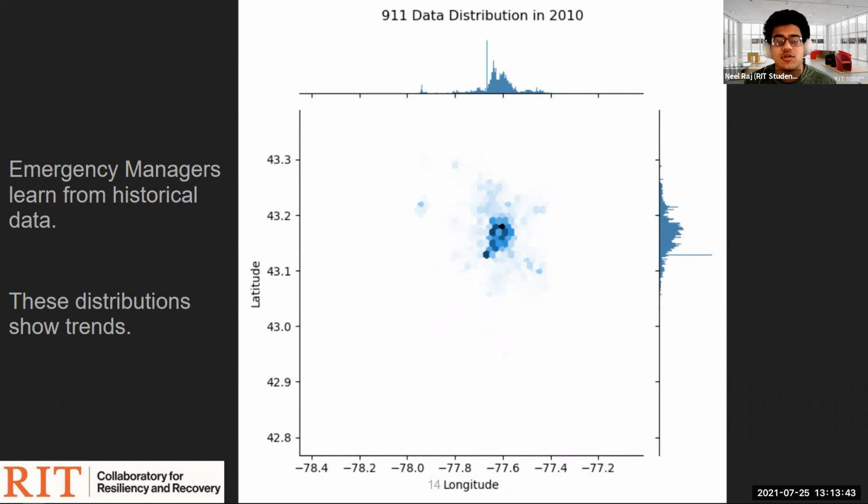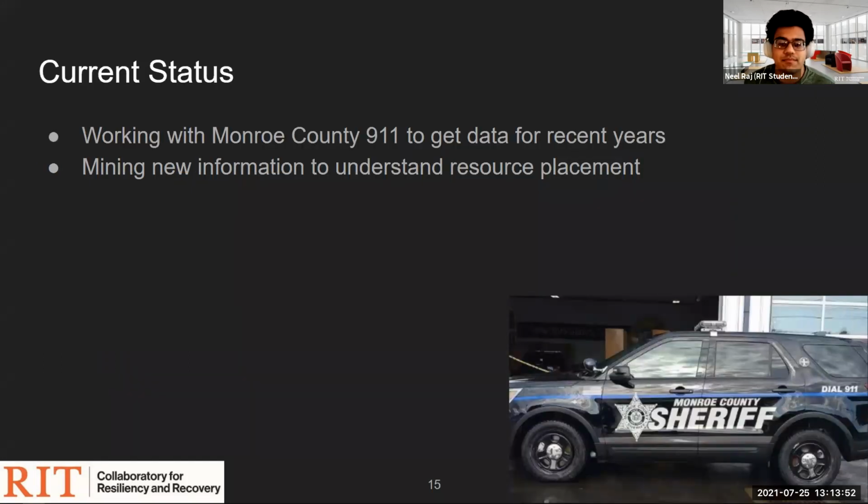Now, emergency managers learn from this historical data and these trends from the distributions, and this helps inform their decision making. So the current status is working with the Monroe County 911 Department to get new data for recent years to assess the trends that we're seeing from the heat maps, as well as mining new information to understand resource placement and to come up with a model to show better resource placement if that is possible.